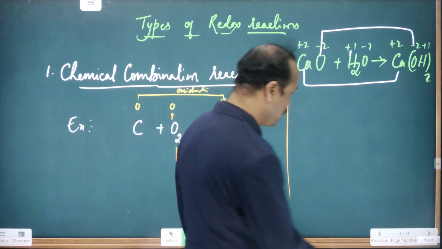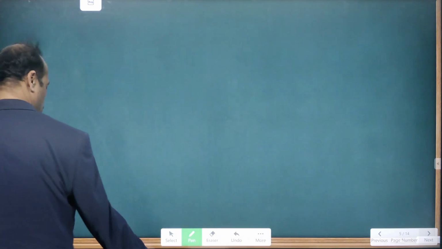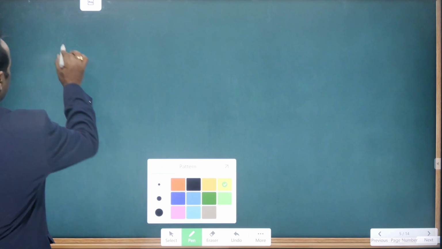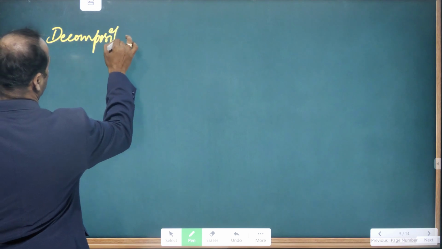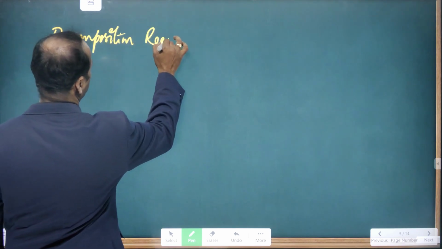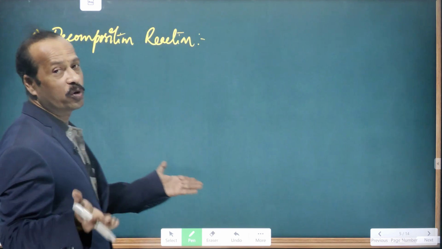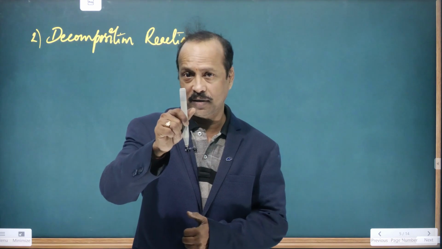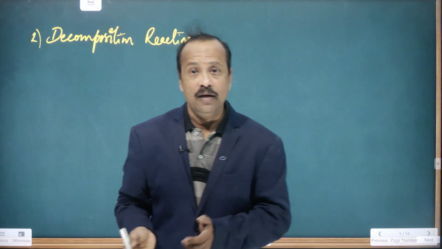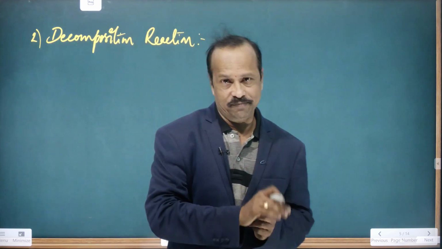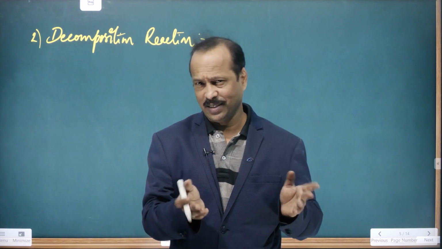Now come to the second type of reaction. What is the second type of reaction? Decomposition reaction, students. So what is decomposition? This is exactly opposite to the combination. In the combination, two or more reactants combine to form a single product. But here it is exactly the opposite: the reactant is one, the products are many, two or more products.